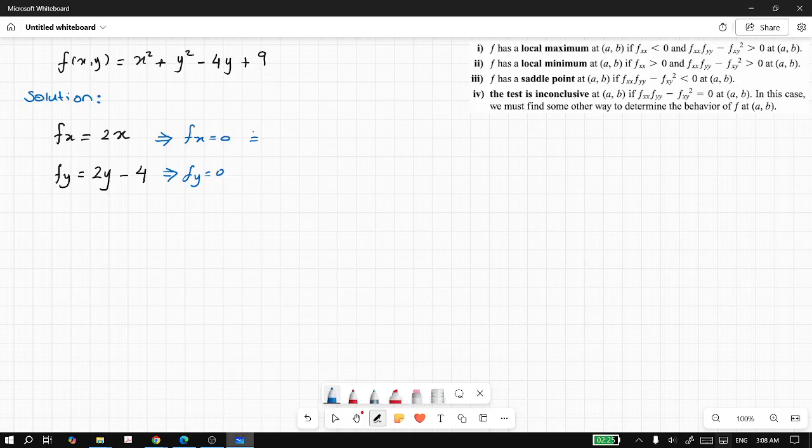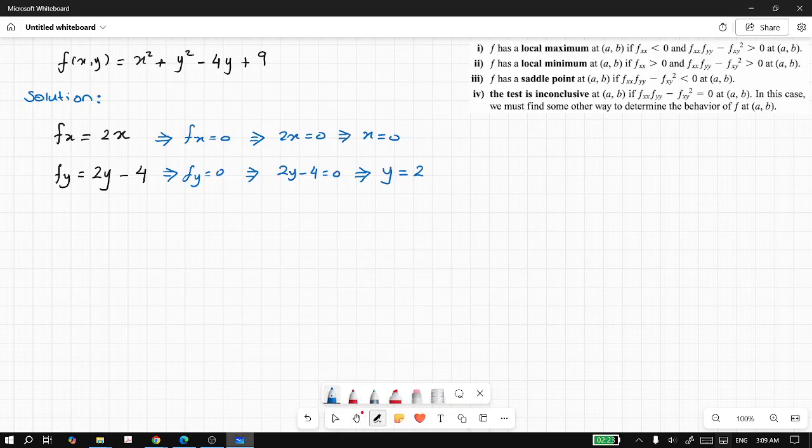What do I get from this one? I get 2x is equal to 0. That means x is equal to 0. And from here, I get 2y minus 4 is equal to 0, from which I get y is equal to 4 over 2, and that's equal to 2. Sorry, that's not x, I mean y.